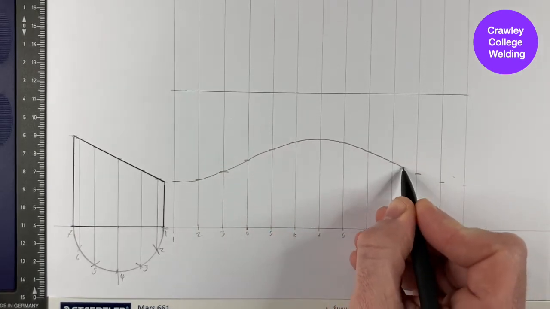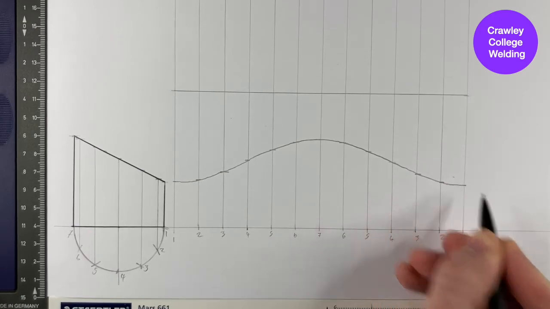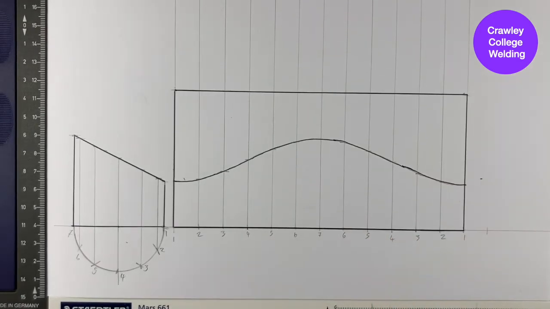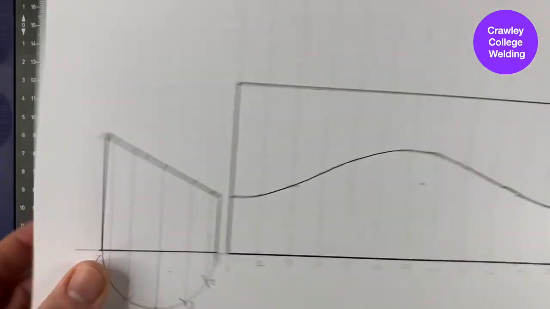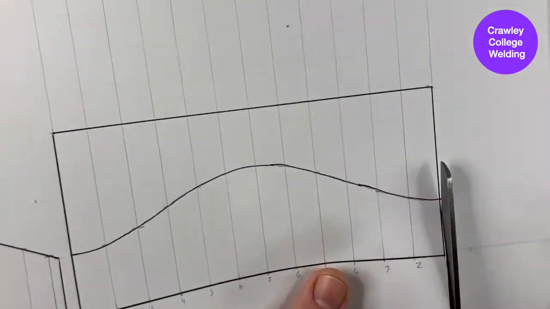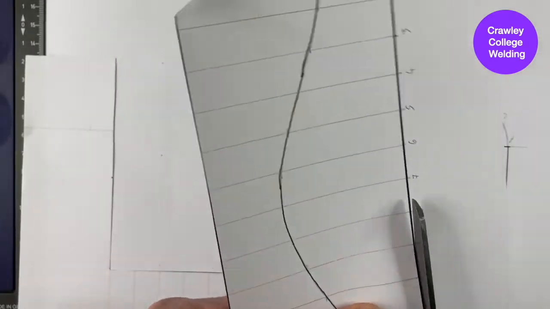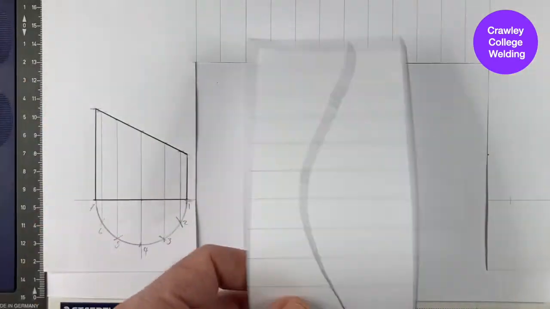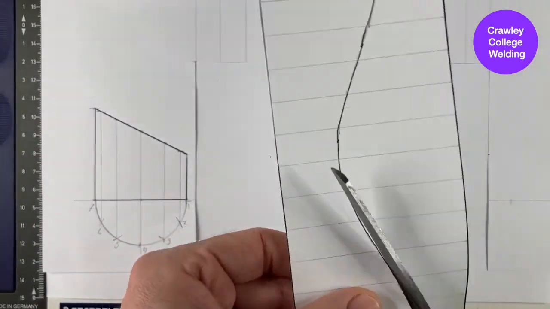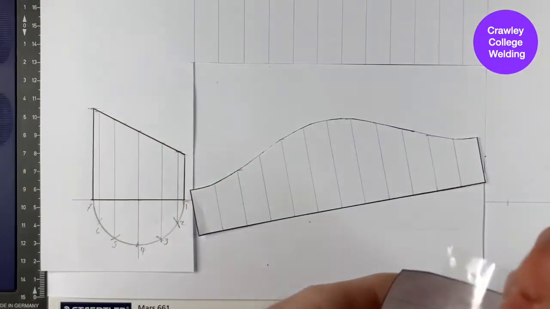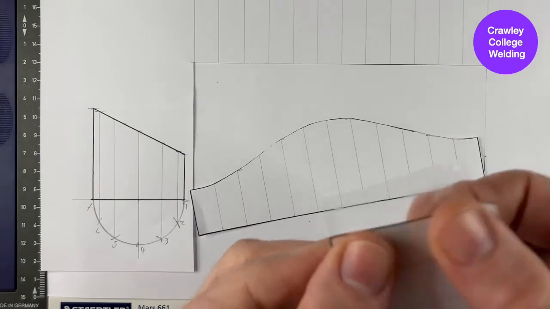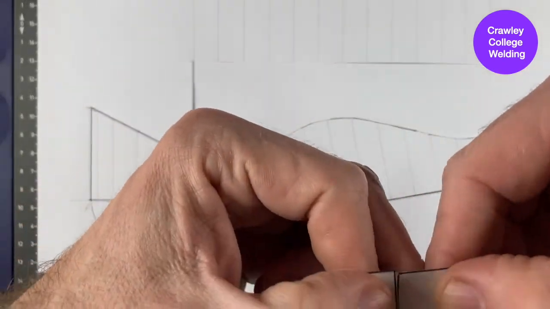The two parts of your pattern are now complete, ready to be cut out and assembled. Before cutting your piece out, please take a photograph of your work. Once you have cut out both parts of your pattern as shown, roll up each side and stick the ends together with a piece of sticky tape.